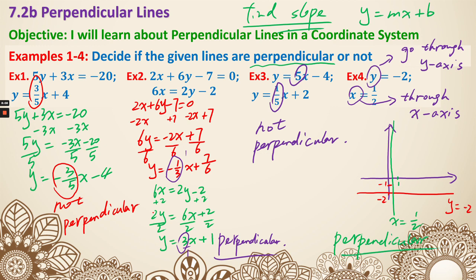Even though the lines are not exactly opposite reciprocals, this is kind of special. So example 4 is a special case. You got to understand how the y equals and x equals lines work. So that's example 1 through 4.